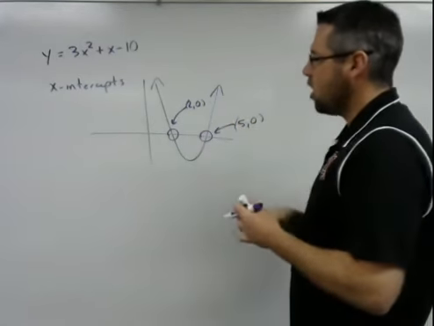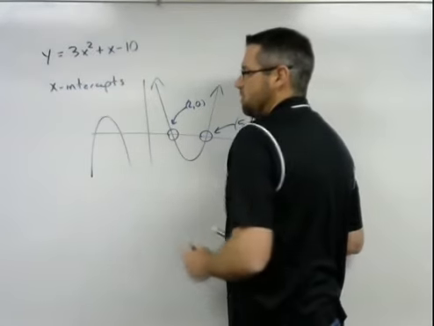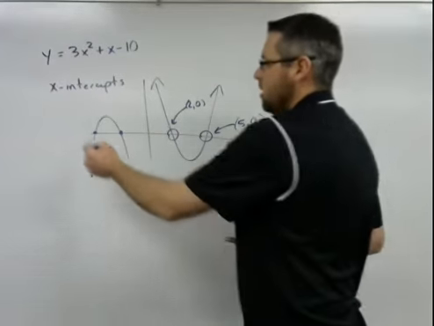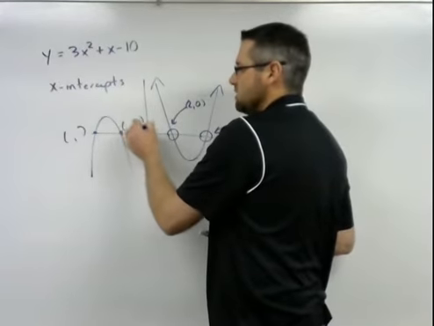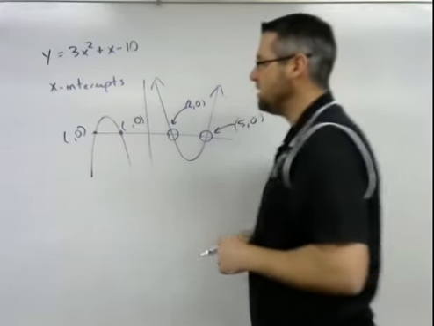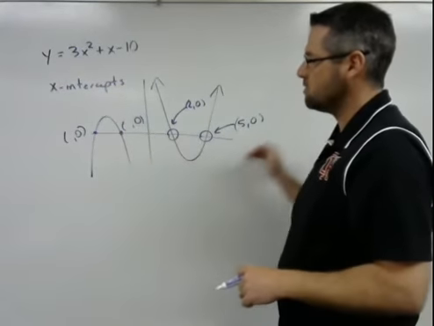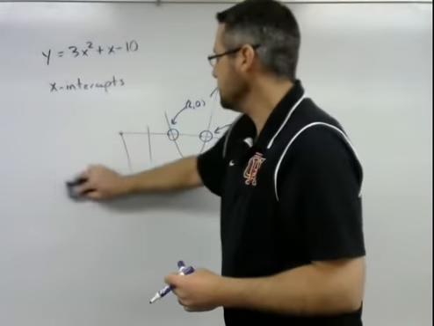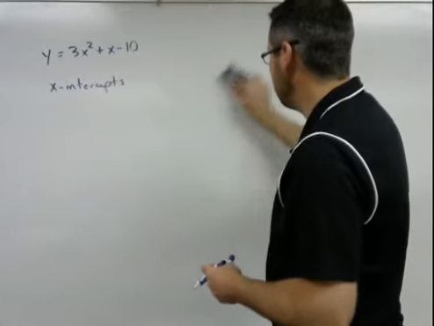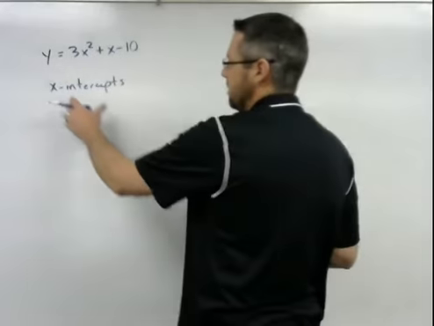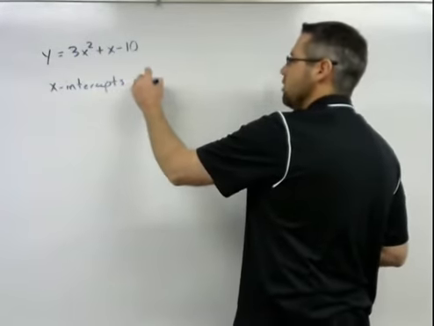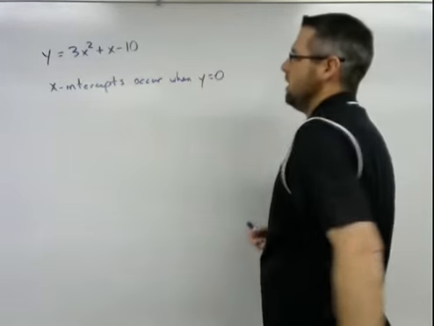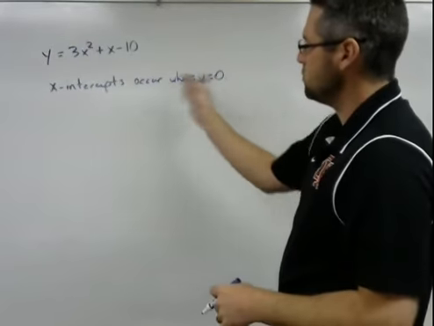What do all x-intercepts have in common? If I have a parabola that opens down like this, what do this coordinate and this coordinate have in common? No matter what the x value is, the y value will be 0. Anytime a function crosses through the x-axis, the y value is 0. So let's go ahead and justify or provide a reason for what we're doing here. The x-intercepts occur when y equals 0, okay? So that's what we're trying to figure out.